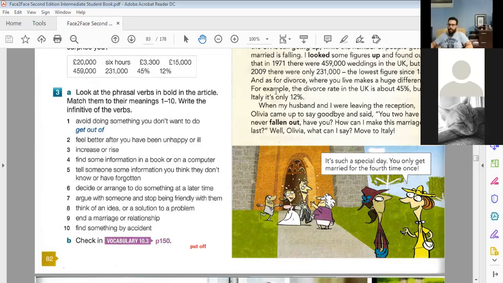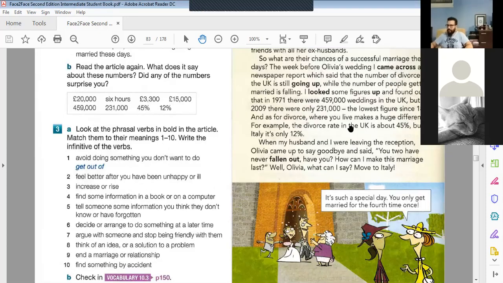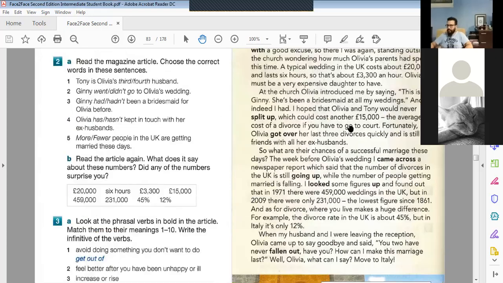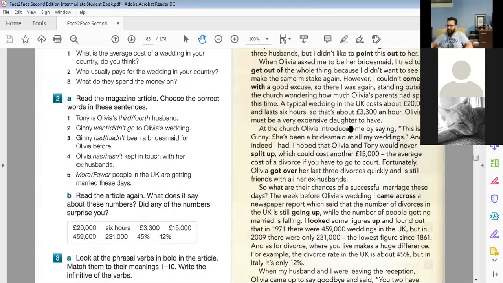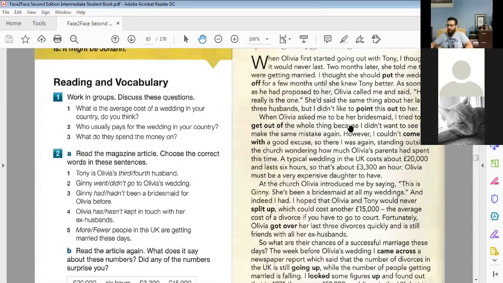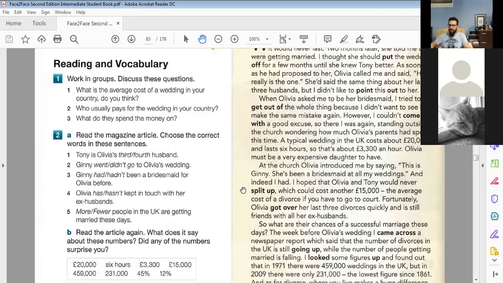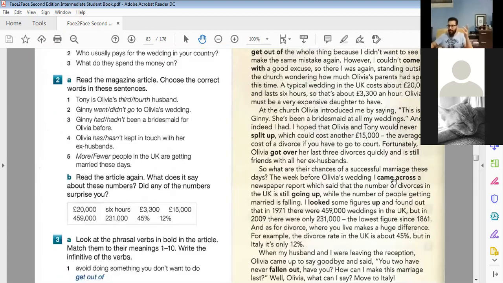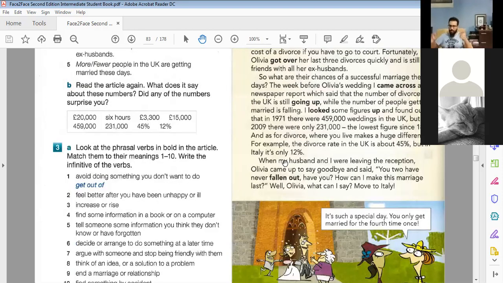What do you think? Let's take a look again. I think it's got. Yes, no. Get over. Yeah, you're right. To get over. A situation like here: Olivia got over her last three divorces quickly. So it means she didn't suffer a lot. She quickly felt better after that.